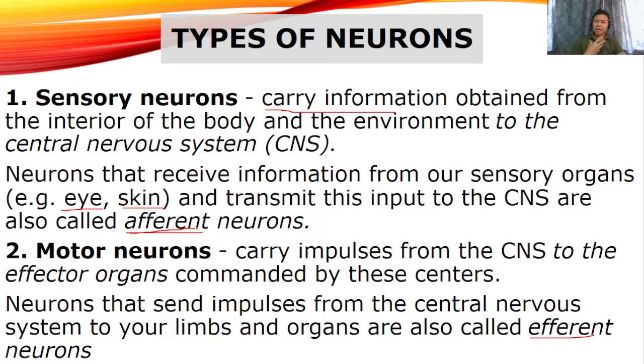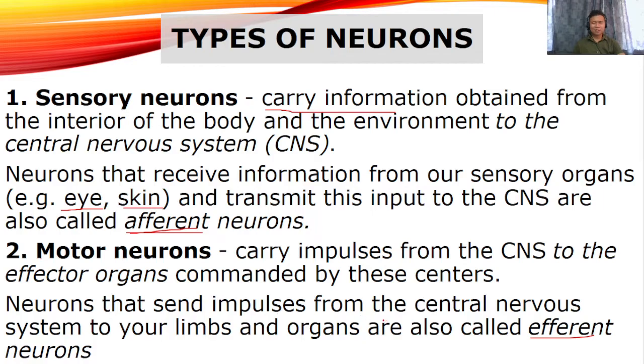It's affecting us. Because it's affecting us, we need to do something. As we do something, here come the motor neurons, allowing us to react to a particular stimulus based on the instructions given by the central nervous system. So motor neurons carry impulses from the central nervous system to the effector organs commanded by these centers.